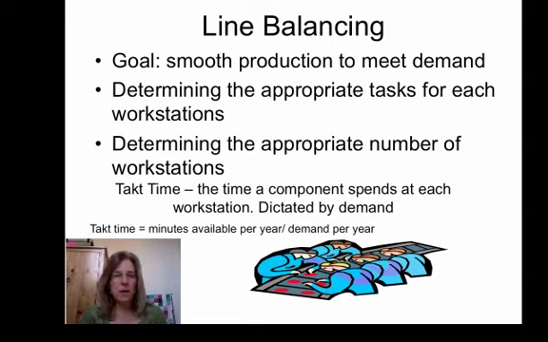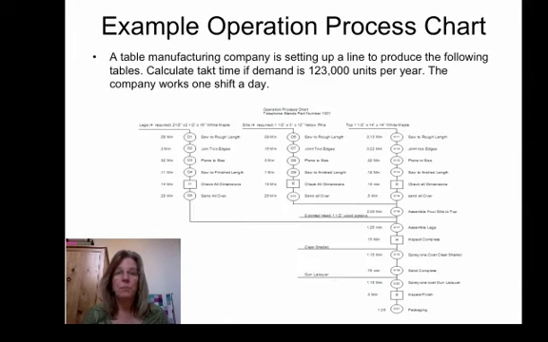And this starts with a concept that's called takt time. You might have heard of this before, but it's the amount of time that a component spends at each workstation. And this is dictated by demand. So takt time is the minutes available per year divided by the demand per year. And that's how we get that number. We just say, okay, how much time do we have? And how many items do we need? And so that tells us how much time an item has to stay in the workstation. That's also equal to how often a finished component comes off of the line. If you think about takt time, it's kind of like the beating of a drum. That's the word takt, and it indicates a beating that's associated with production.